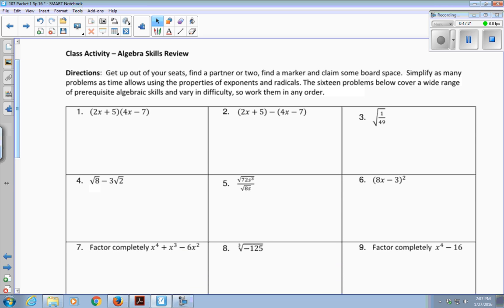This is the activity, but there's only a couple minutes left, but you can get a head start if you want. That's it.